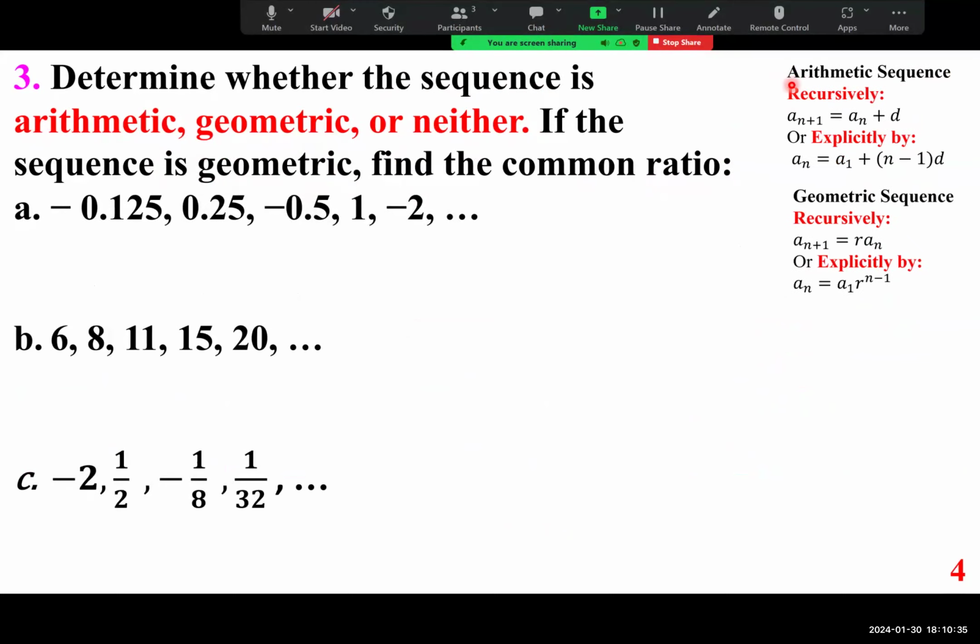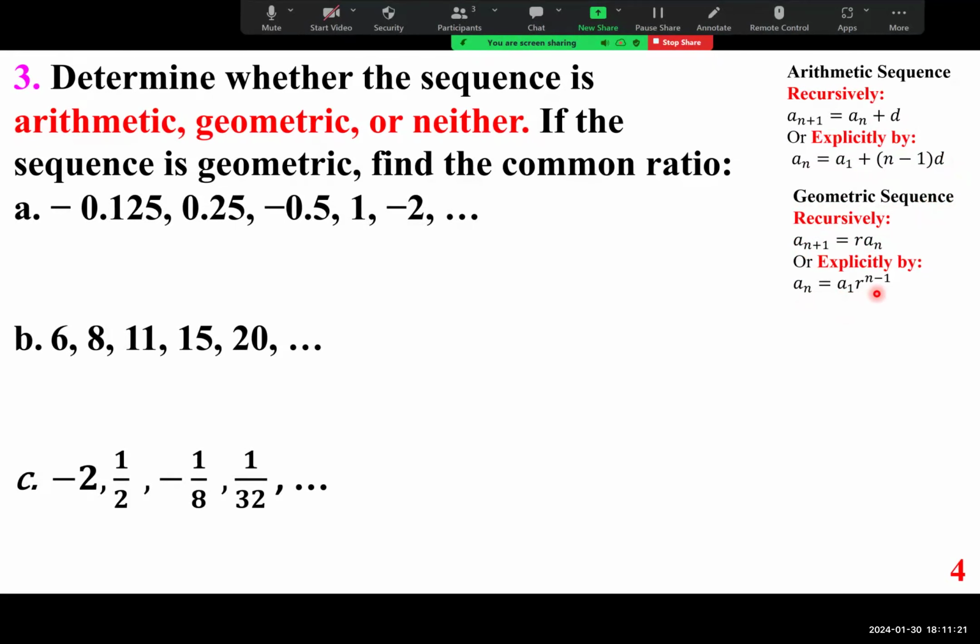Whereas in the case of a geometric sequence, recursively, a sub n plus 1 is r times a sub n. That means if you want any term, pick the previous one, multiplied by common r known as the ratio, or explicitly, a sub n is a sub 1 times r to the power of n minus 1. So in order to figure out whether it's arithmetic or geometric or neither, we want to see if the difference is a constant or the ratio is constant.